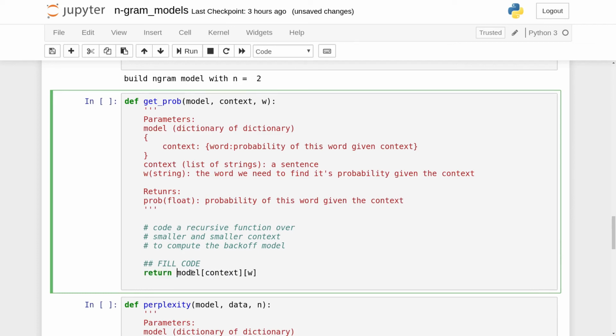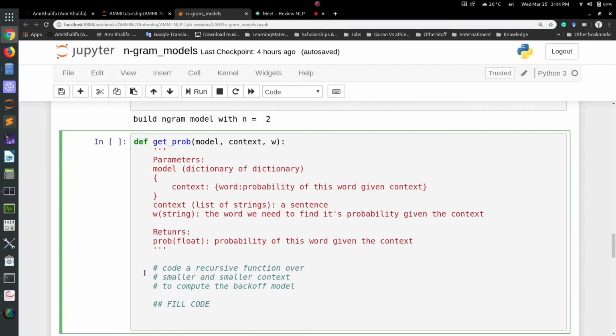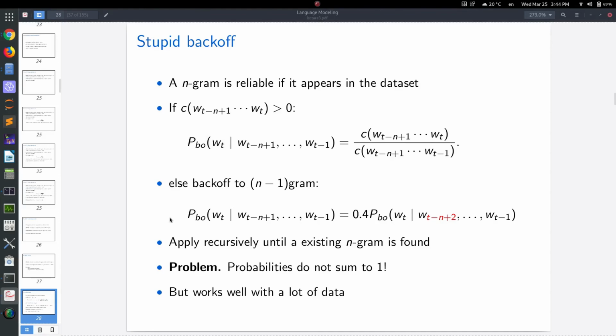But here in this case we are going to use the stupid backoff model, which you have seen in the slides. So I'm going to move to the slides to explain it to you, and then I will show you how to implement it. Okay, so this is the stupid backoff model.